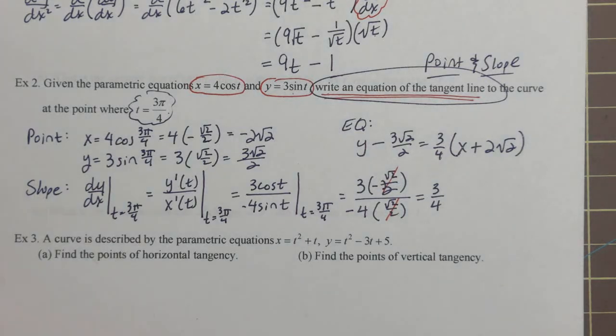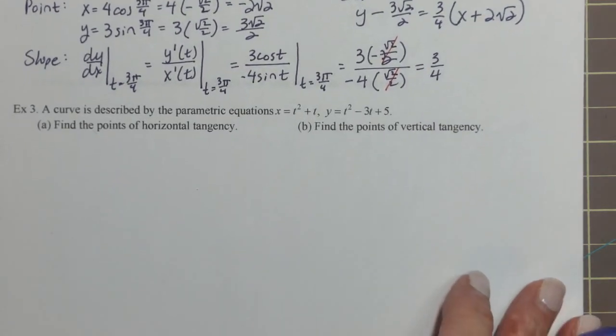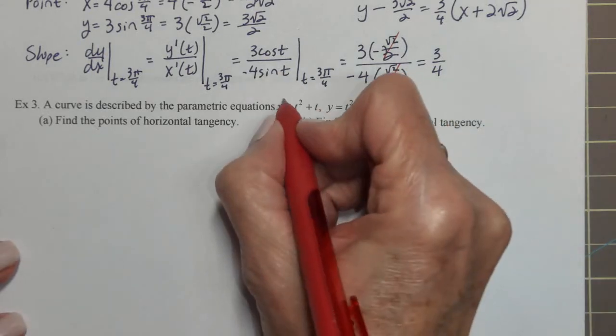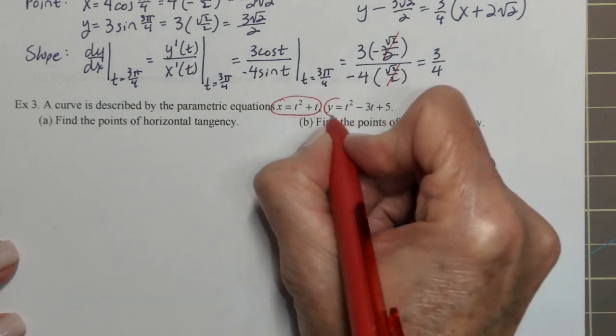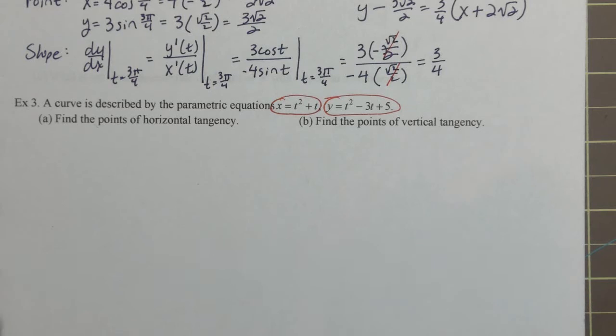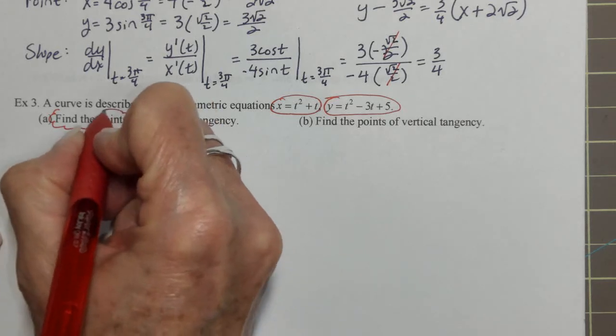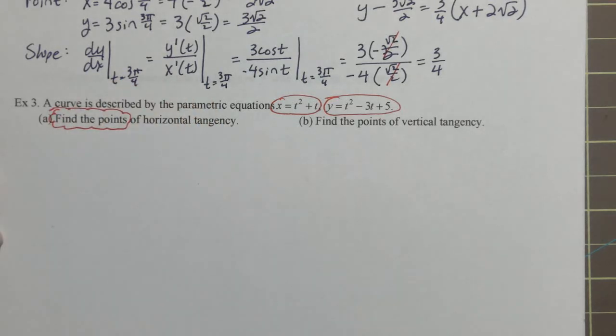It's the equation of the line tangent. Okay. All right. Number 3. We have a new x and a new y here. X is this and y is this. Find all points of horizontal tangency. So first of all, we're finding points, so my answer needs to be a point.